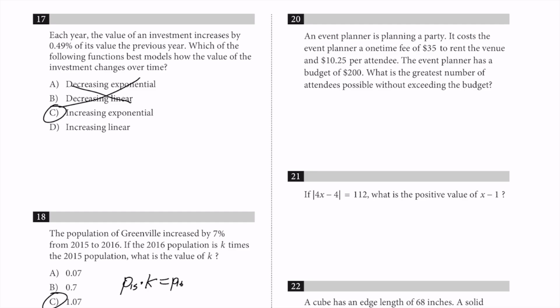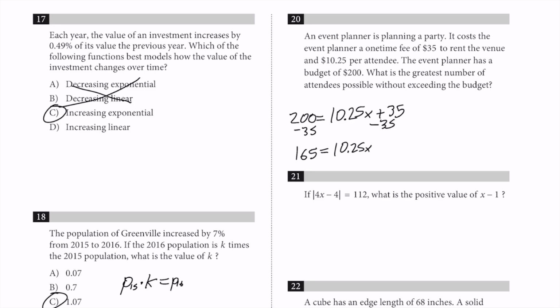So we'll say C for cost is equal to 10.25x plus 35. And we need to know when C is equal to 200. So first, we can subtract 35 from both sides. And we get 165 is equal to 10.25x.